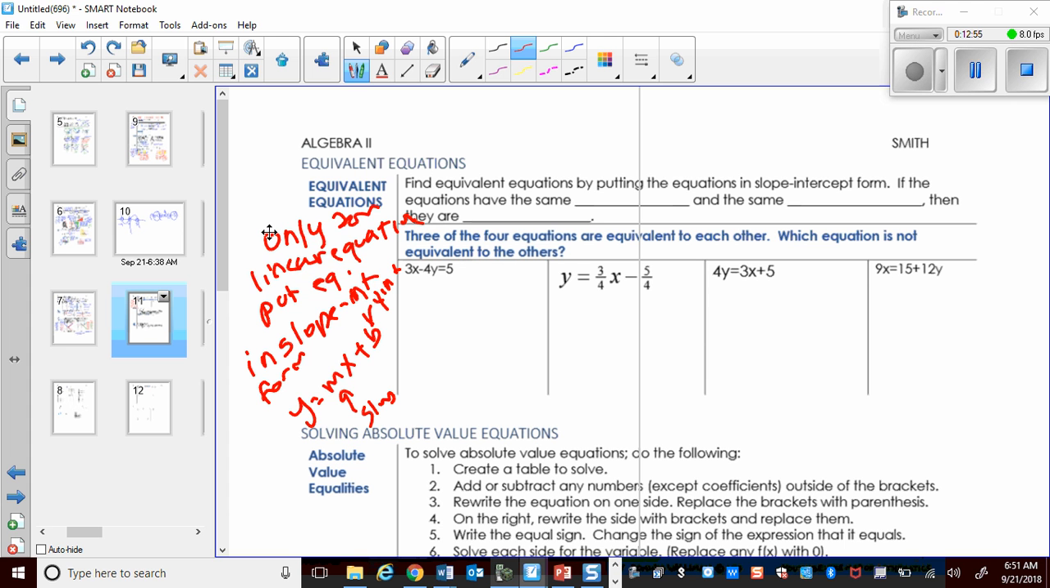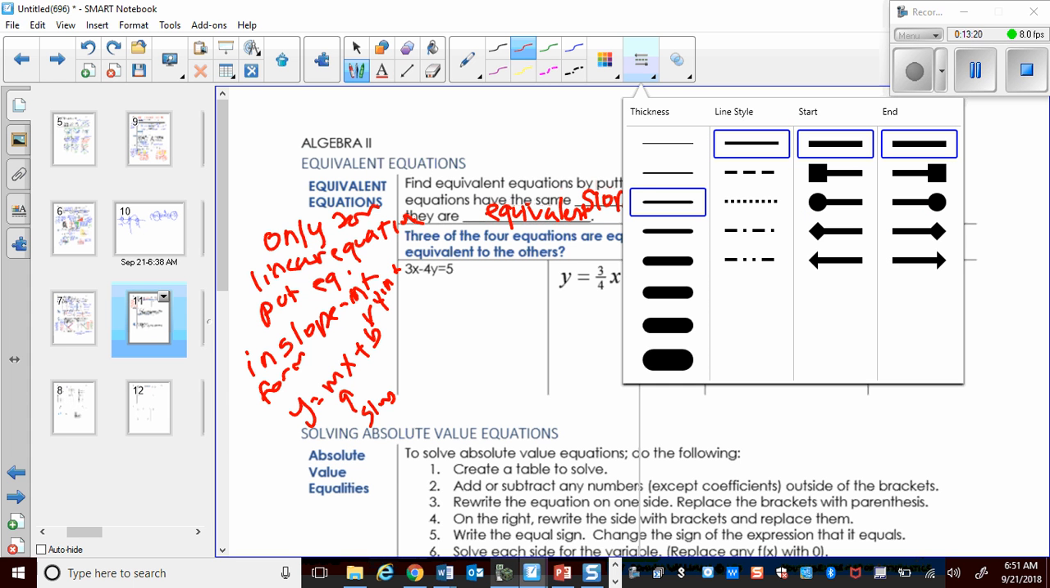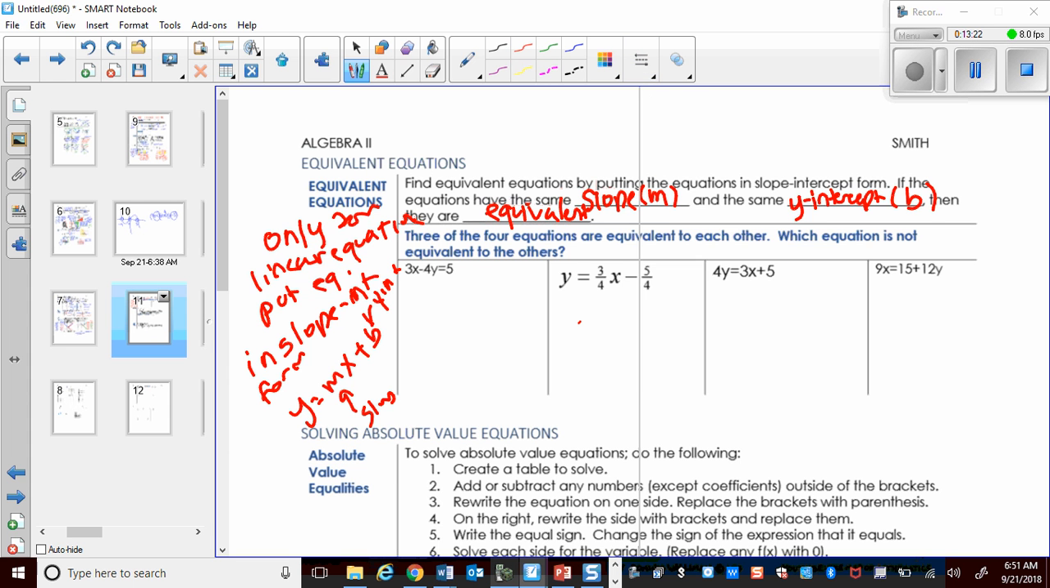Okay. Now, finding equivalent equations, you do it by putting the equations in slope-intercept form. If the equations have the same slope, m, and the same y-intercept, b, then they are equivalent. Okay? They are equivalent. So far, so good, guys.